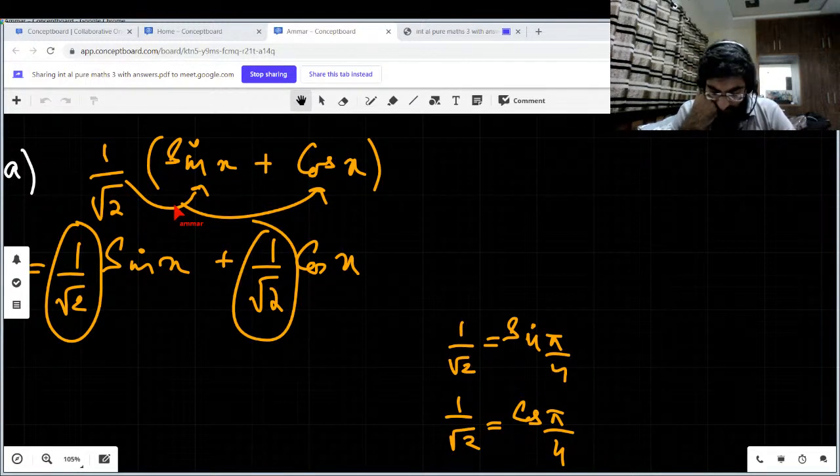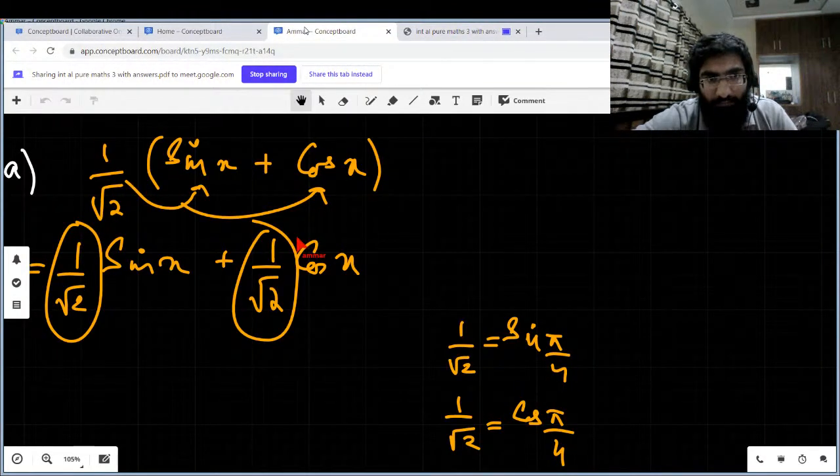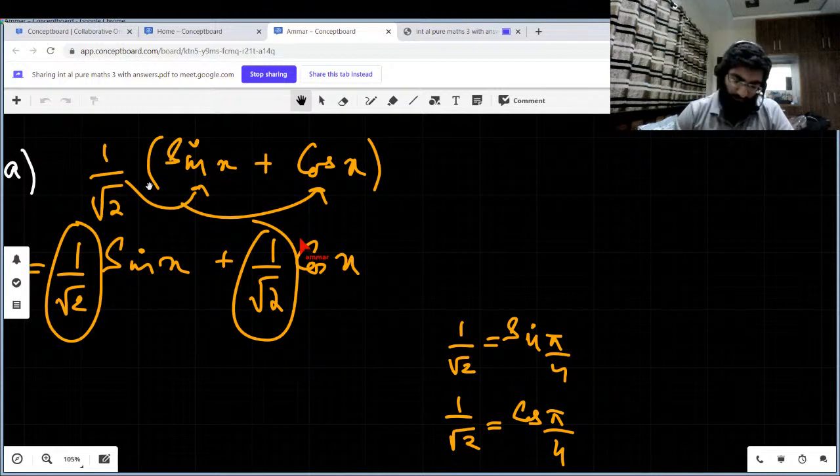The thing is that I need the final answer in the form of what? In what form do I need the final answer? Either sine x plus theta or cos x plus theta. Sine x plus theta. Can you do it? Okay.